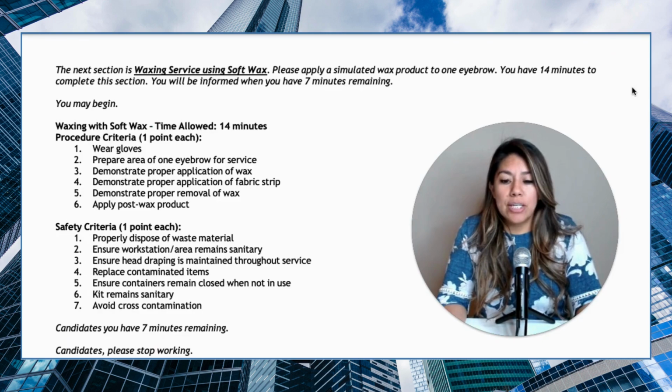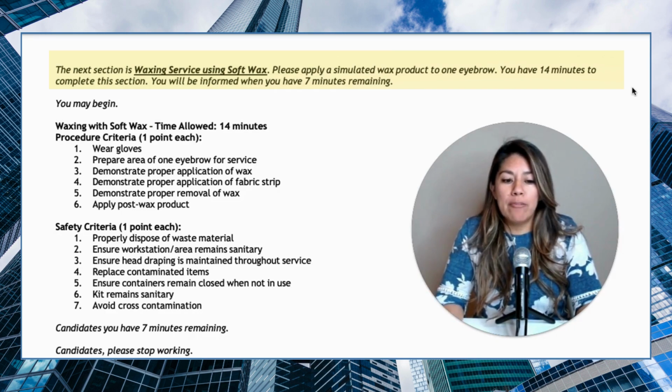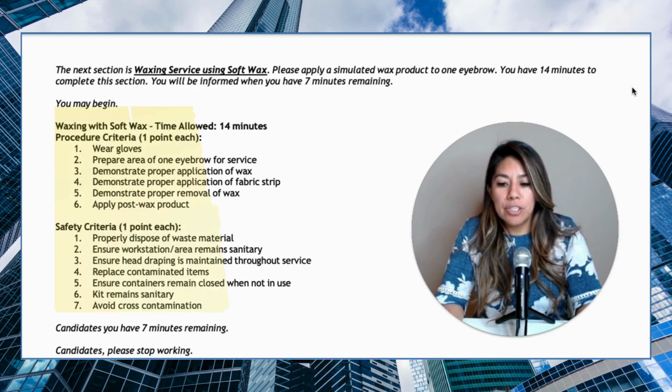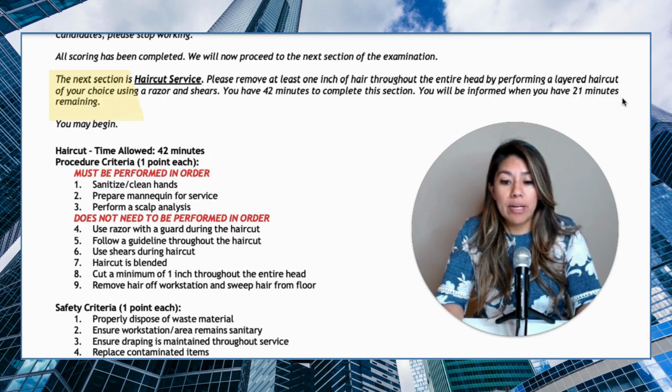The next section is your waxing service using a soft wax. You will apply a simulated wax product to the eyebrow, only one eyebrow. You will have 14 minutes to complete this section, and you will be informed when you have 7 minutes remaining. And again, for this procedure, you can use your petroleum jelly. And here on your left, you see your steps that you must follow in order and reminders of your safety criteria. The next service will be your haircut service.